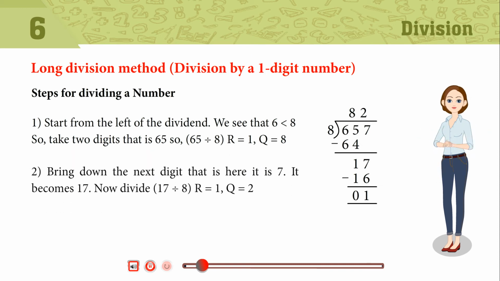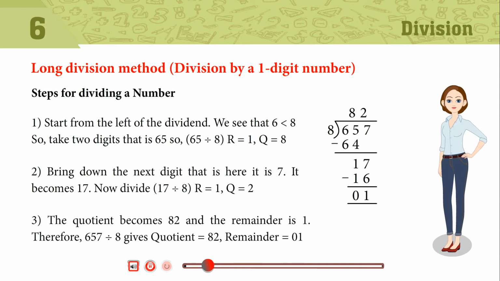Bring down the next digit, that is 7. It becomes 17. Now divide 17 by 8. Remainder is equal to 1. Quotient is equal to 2. The quotient becomes 82 and the remainder is 1. Therefore, 657 divided by 8 gives quotient is equal to 82. Remainder is equal to 1.